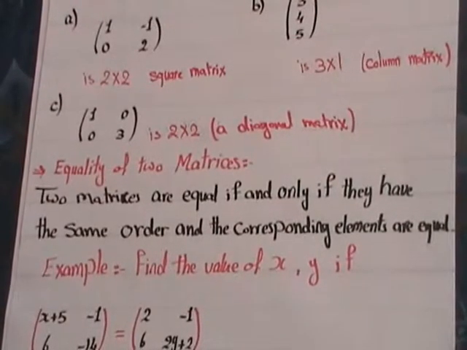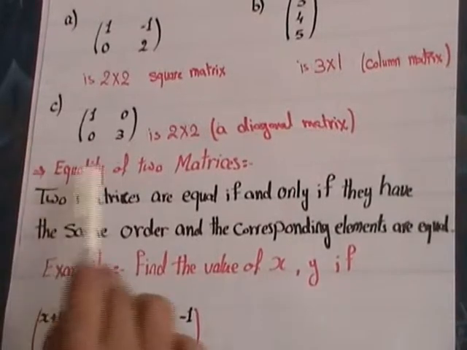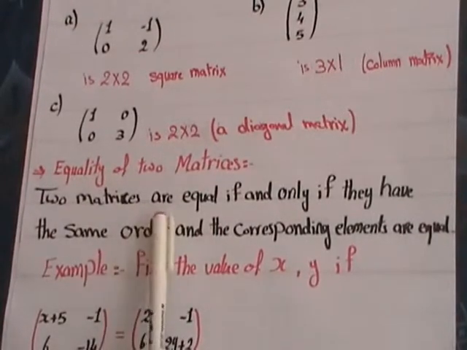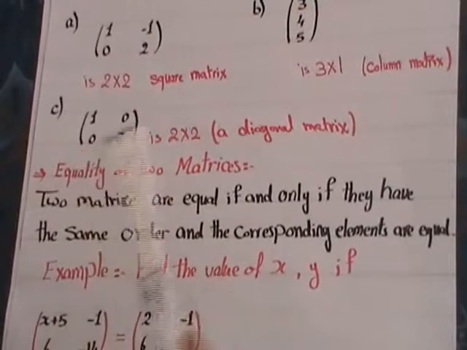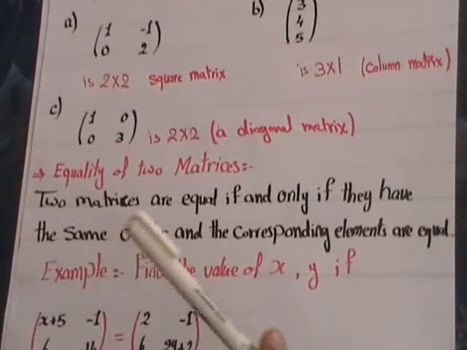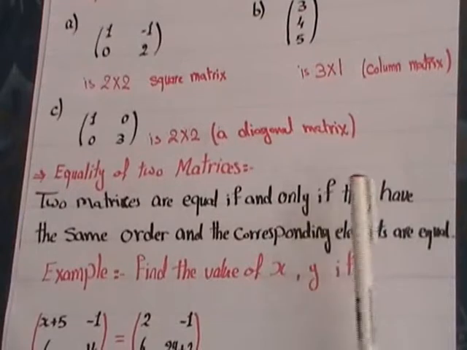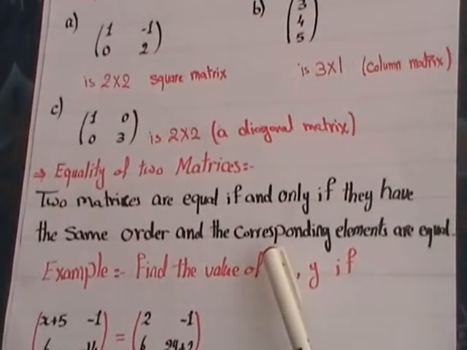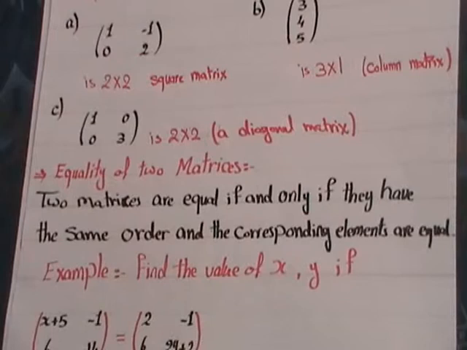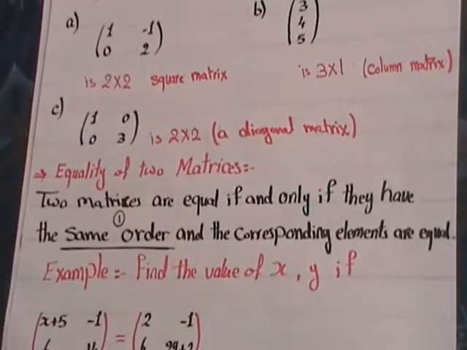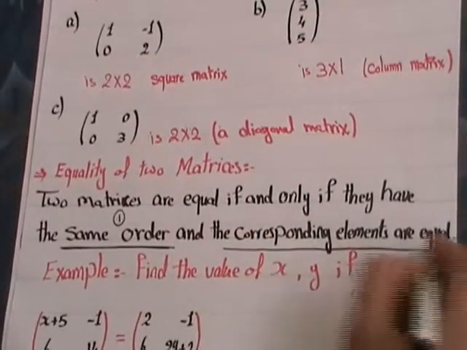Then we're going to equality of 2 matrices. Two matrices are equal, or equivalent, if and only if they have the same order and the corresponding elements are equal. Again, we have 2 conditions for the matrices to be equal or equivalent. The first condition, they must have the same order. And the second condition, the corresponding elements are equal.